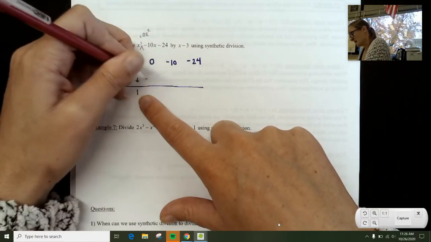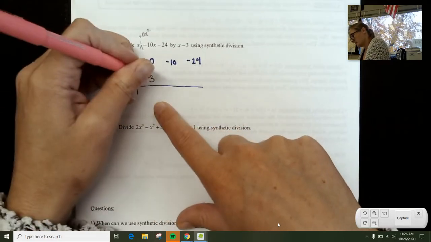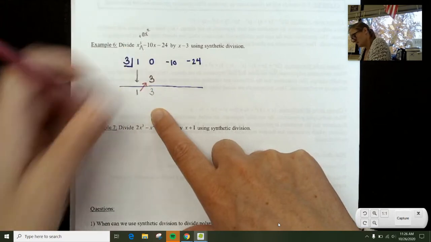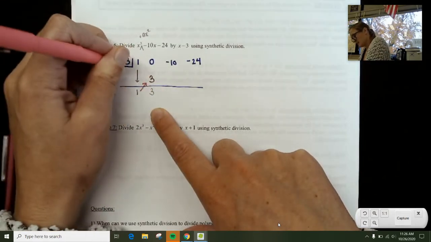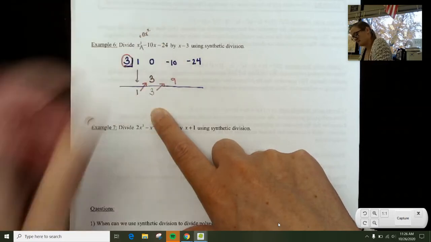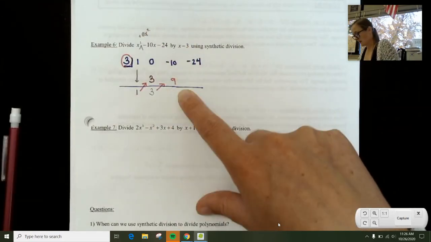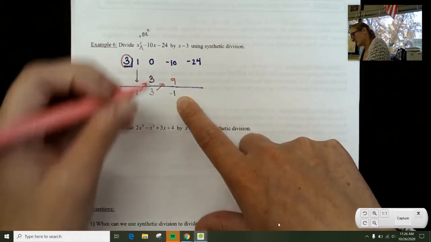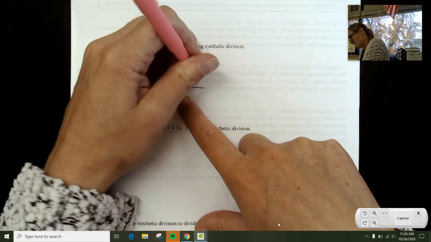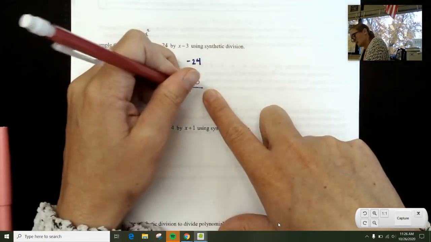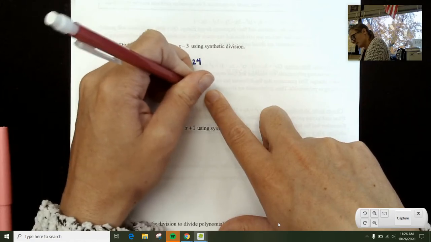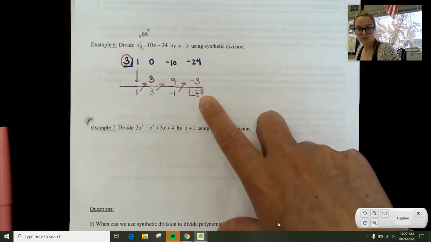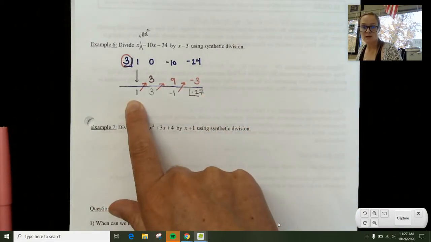3 times 1 is 3. 0 plus 3 is 3. 3 times 3 is 9. -10 plus 9 is -1. -1 times 3 is -3. -24 plus -3 is -27. This is my remainder. These are the coefficients of my quotient.